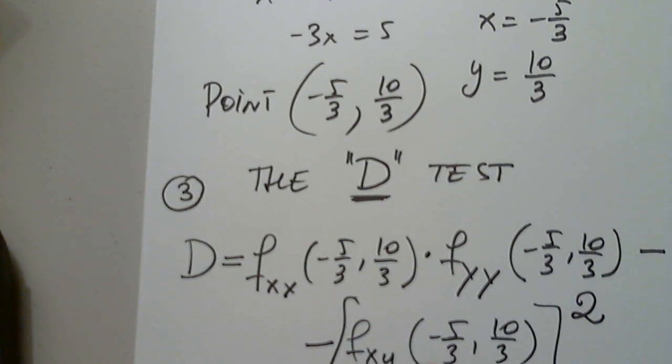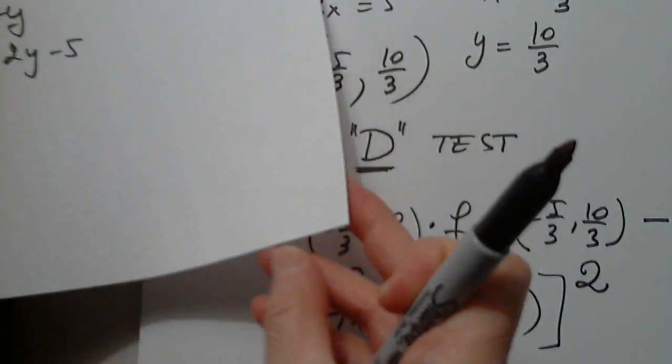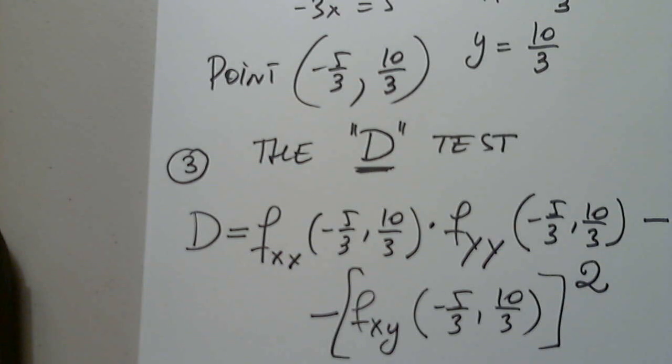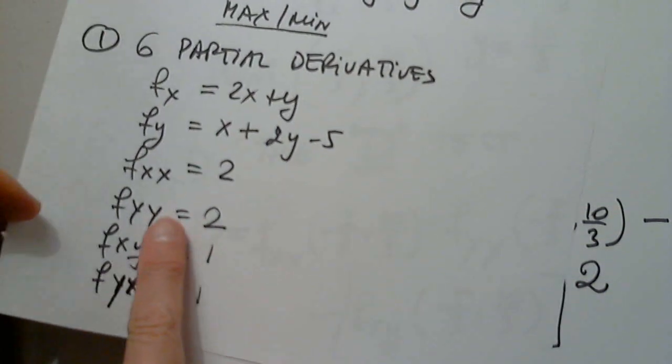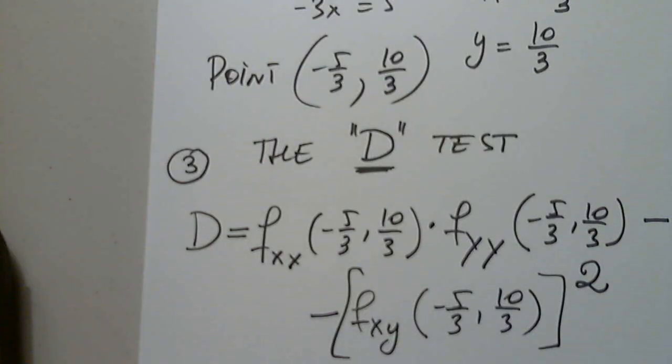Let's calculate D for this point. Fxx is 2. I don't even need to plug in anything, because Fxx for this function does not have anything to plug in. It's just 2. So this number is 2.